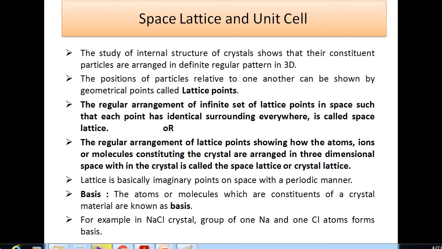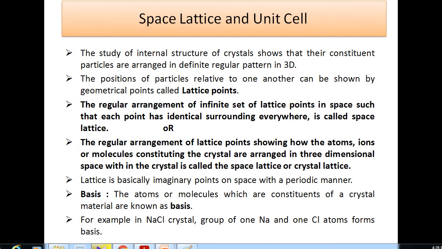Now, to show the position of particles relative to one another, we can use geometrical points, which we call lattice points. So, how can we define the space lattice? It is the regular arrangement of an infinite set of lattice points in space such that each point has an identical surrounding everywhere. In a space lattice, each point will have an identical surrounding everywhere.